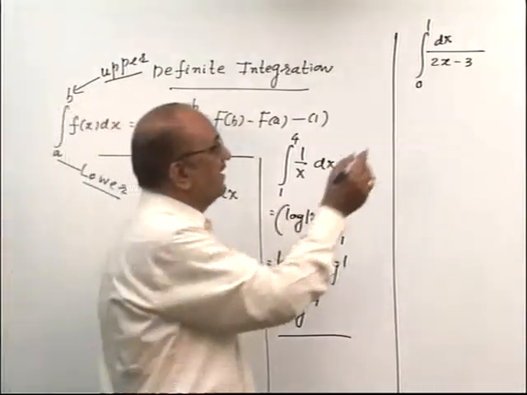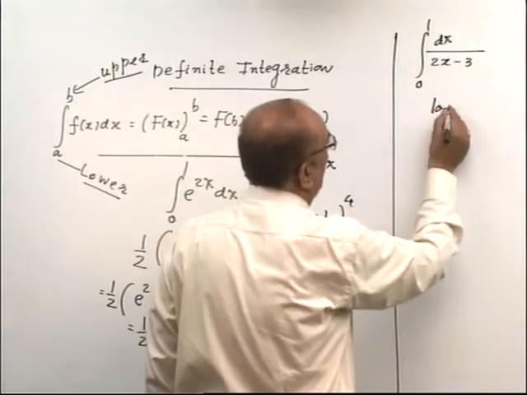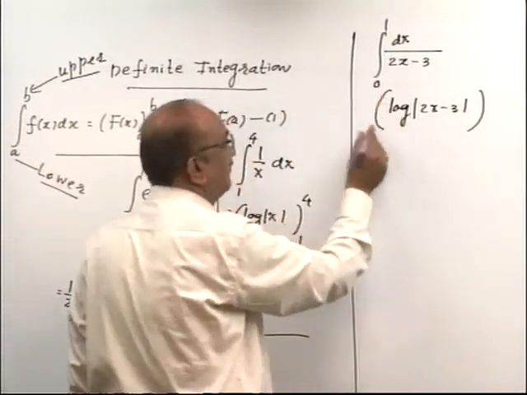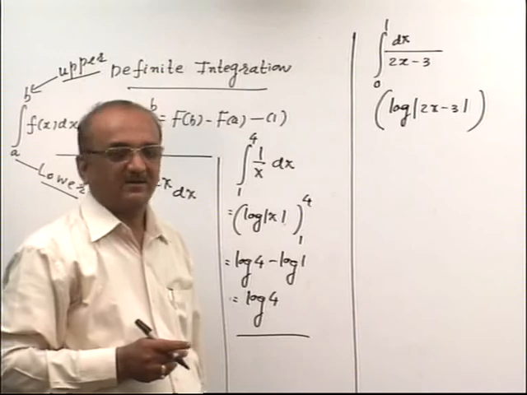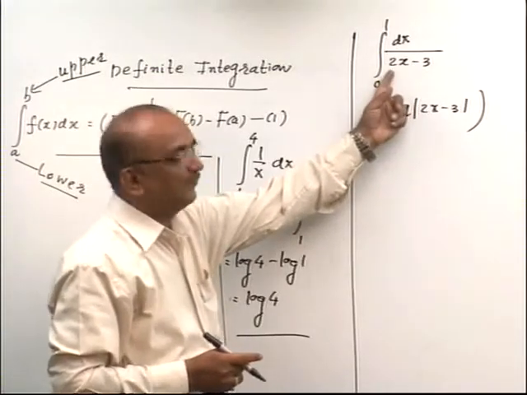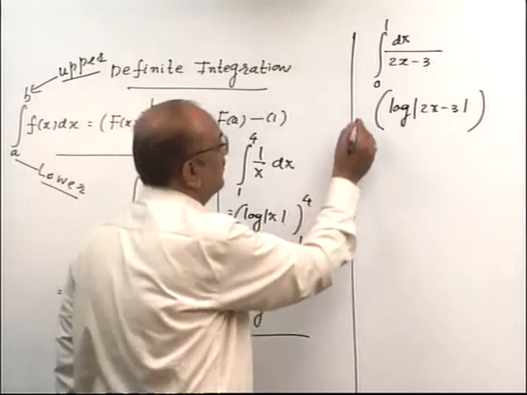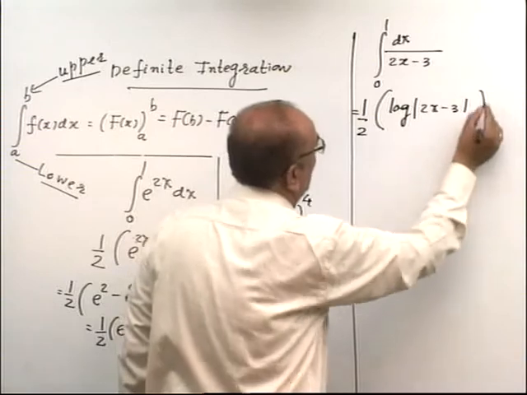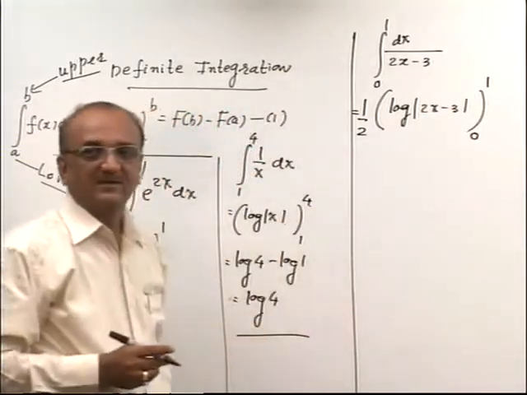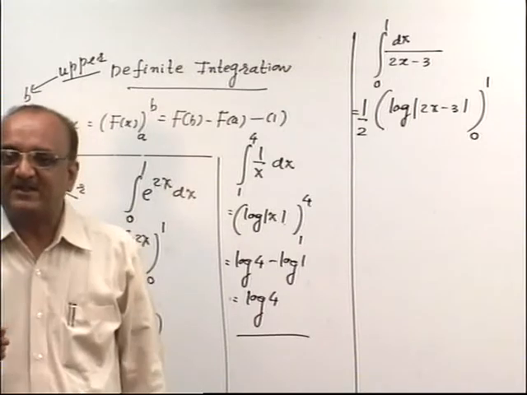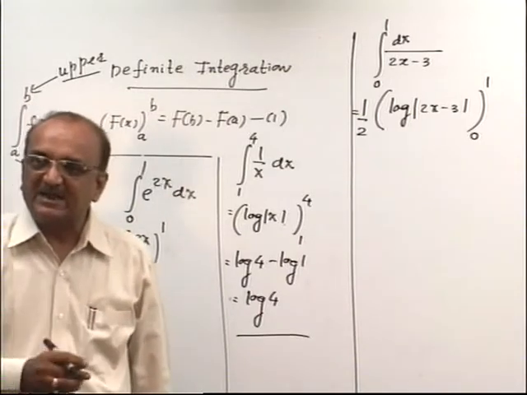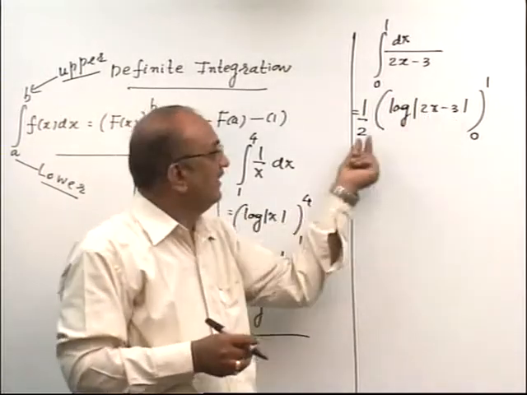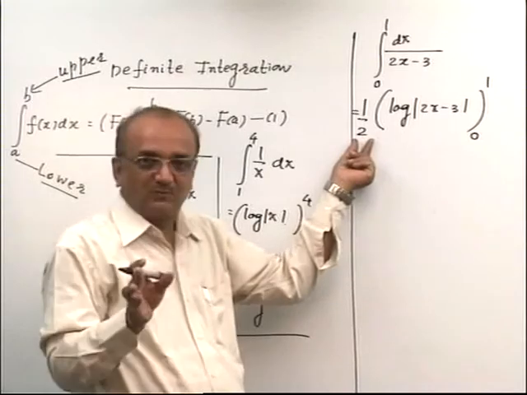So what is integration of dx upon 2x minus 3, with limit 0 to 1? There is a logarithm formula: log modulus 2x minus 3, because integration of 1 upon x is log mod x. What is the coefficient of x? 2. So outside we write 1 by 2. Same way, integration of dx upon 2x minus 3 is log modulus 2x minus 3 into 1 upon a, which is 1 upon 2.